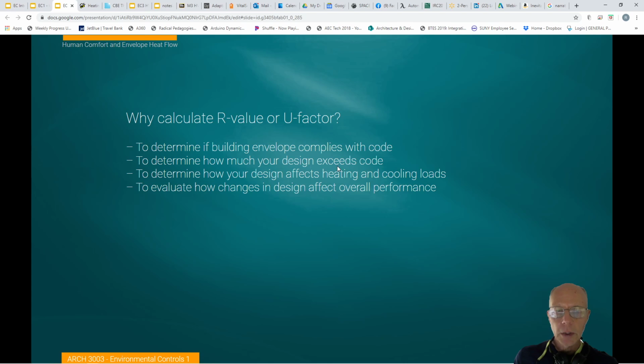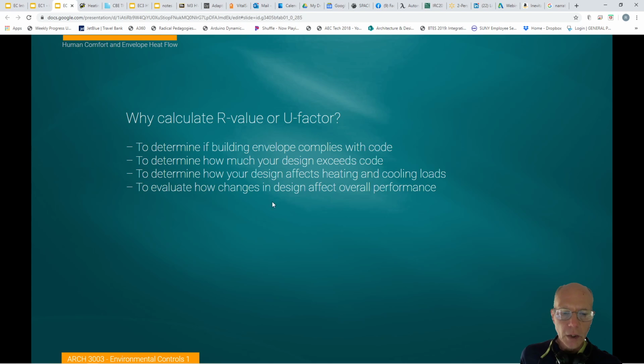We may also be interested in exceeding that code for either LEED compliance or other reasons of saving energy and just good environmental stewardship. So we need to know what our R values and U values are to make sure that we are meeting code, and in many cases, if we desire, exceeding code. And then to determine how that design affects heating and cooling load. Most importantly here, it can just be the sizing of the heating and ventilation system: how large a heater we need because of the maximum amount of heat loss through the building.